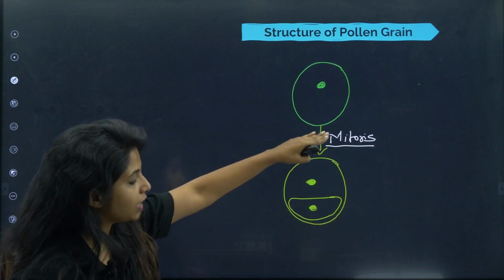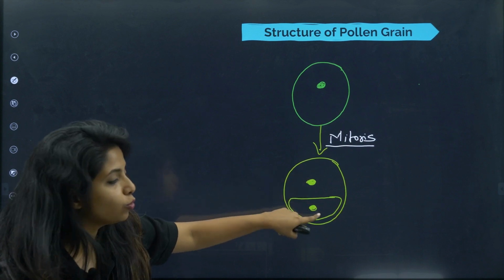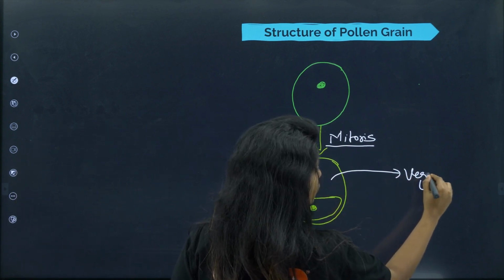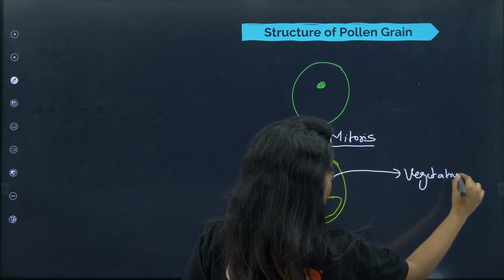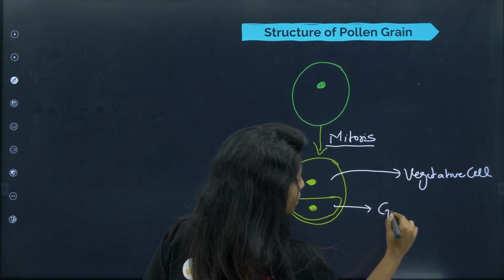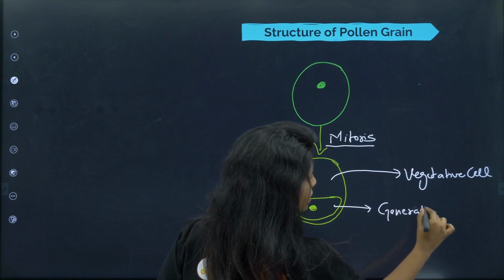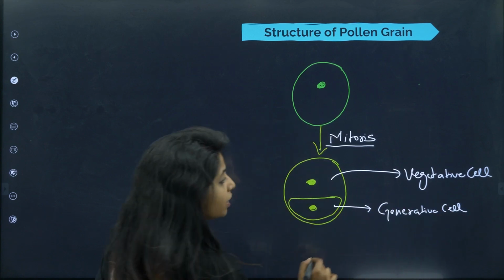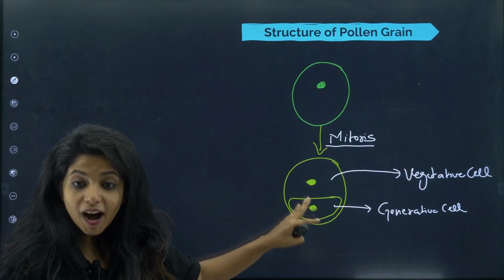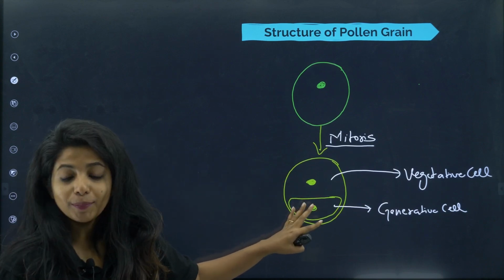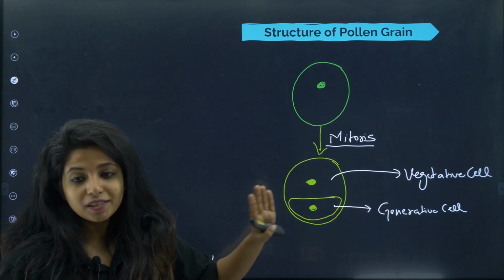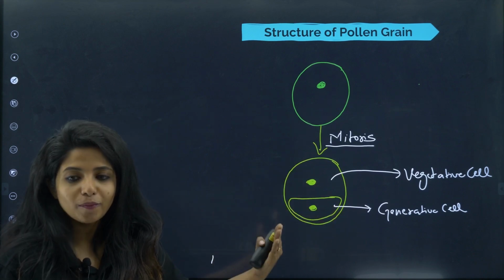Yeah, and now what is happening? You have two cells. This particular cell that you see over here, you call it the vegetative cell, and this cell that you see over here is the generative cell. Why generative? Why vegetative? Because generative cells are the ones that are going to form the male gamete. Okay, they are going to generate the male gamete. Still you do not have the male gamete, you are going to form the male gamete.